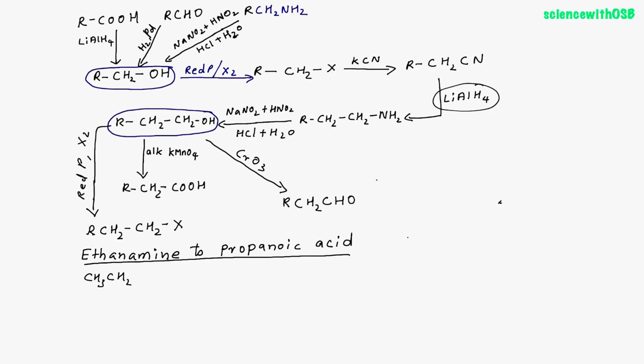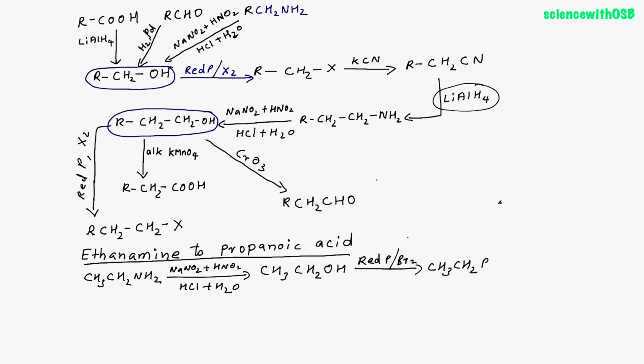CH3CH2NH2. How to convert to alcohol? See, step number 1, this one. So what do you have to add? You have to add NaNO2 plus HNO2, HCl plus H2O. And what will you get? CH3CH2OH. Now what do you have to add? Red phosphorus and halogen, right? We are adding red phosphorus and bromine. You are getting CH3CH2Br, right?